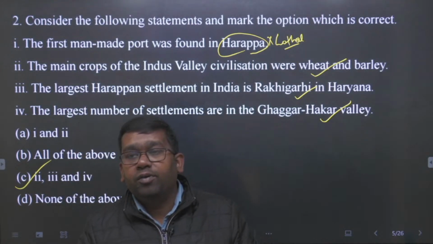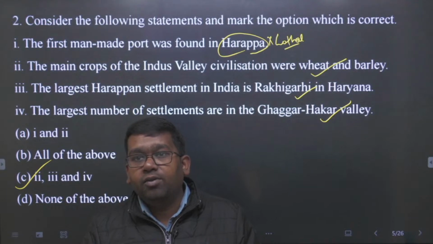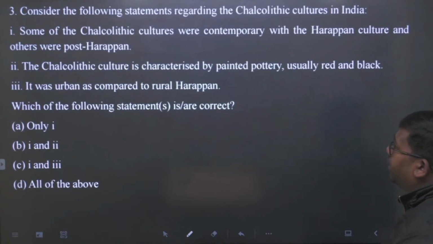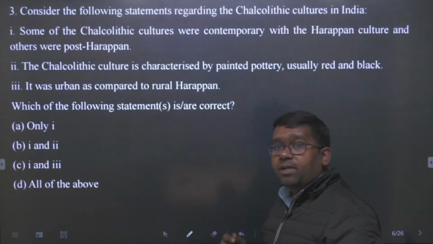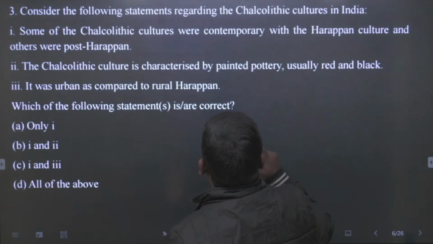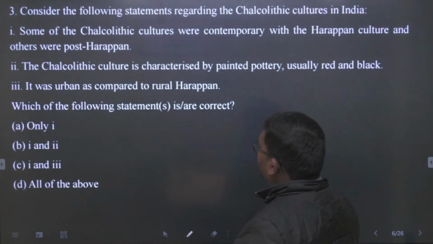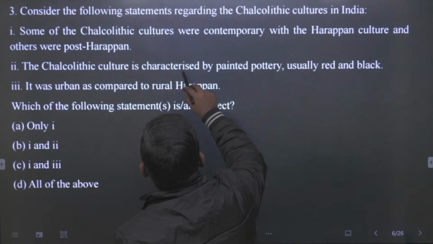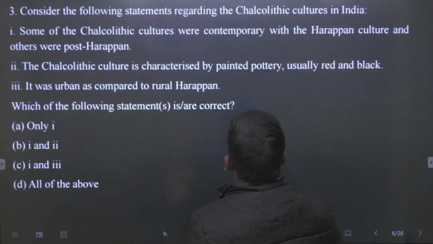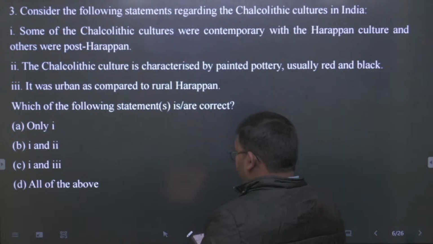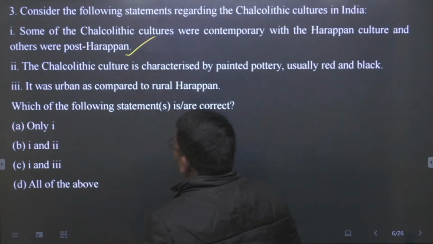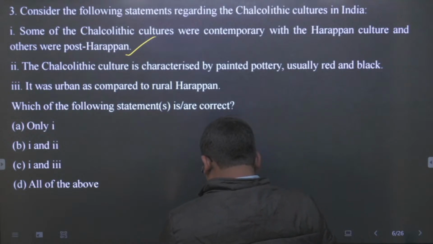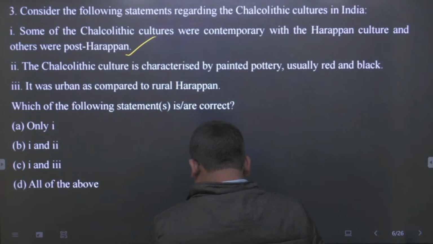So 2, 3 and 4 will be the answer of this question. Okay, so any doubt in this question? Let us see the other questions now. So here, consider the following statements regarding the Chalcolithic cultures in India. Some of the Chalcolithic cultures were contemporary with the Harappan culture. Yes, and others were post-Harappan. It is true. The Chalcolithic culture is characterized by painted pottery, usually red and black. So what will the answer be?